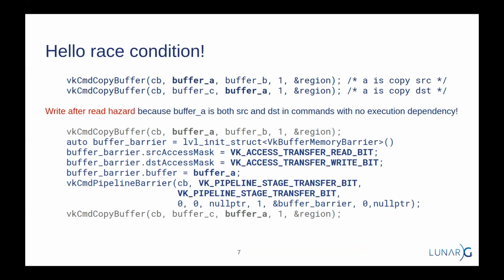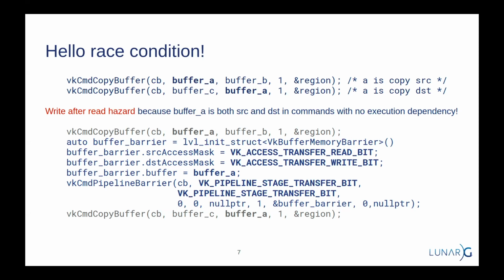So when you don't have barriers, you have a race condition or a hazard. In this example, we have two copies, one which uses buffer A as the source and one that uses buffer A as the destination. This is what's called a write after read hazard, because A is involved in both. If there's no synchronization, something could read A before it's written, and you have no way of knowing if A will contain, at each memory location, the old or the new value, and you can get bad effects like tearing or corruption because of this.